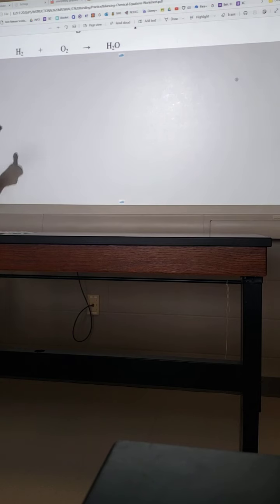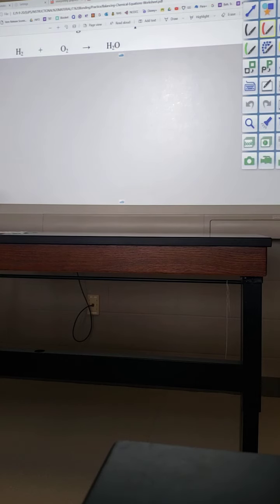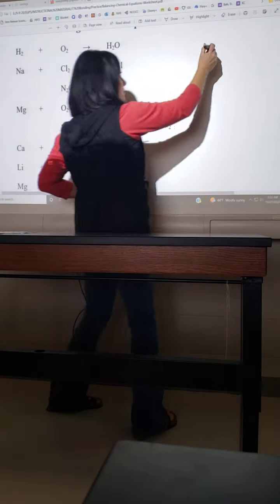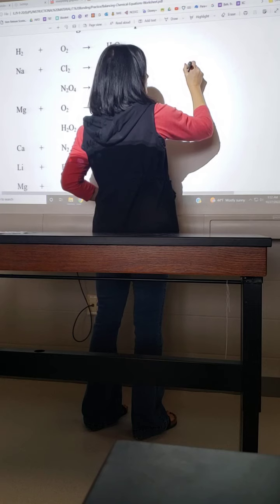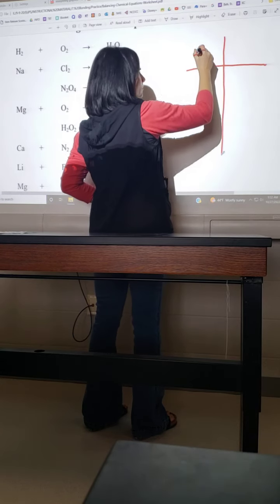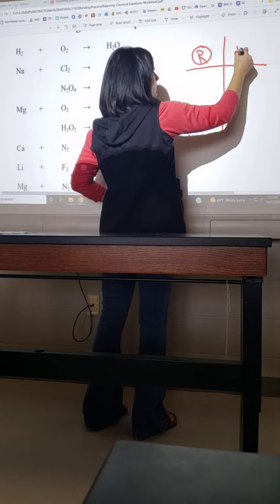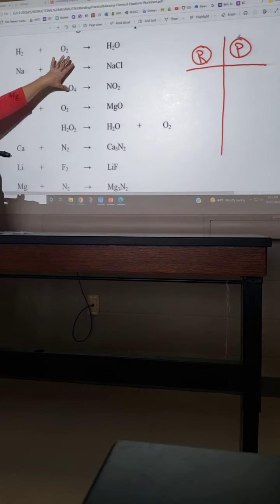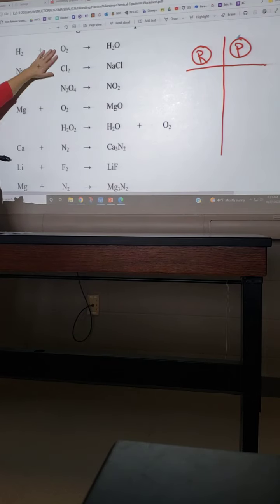Okay, so on your paper, what I do on mine, I would like you to do on yours as well. We're going to be looking at number 1 only here. All right, so over here, off to the side, make a little T, put an R for reactants, put a P for products.